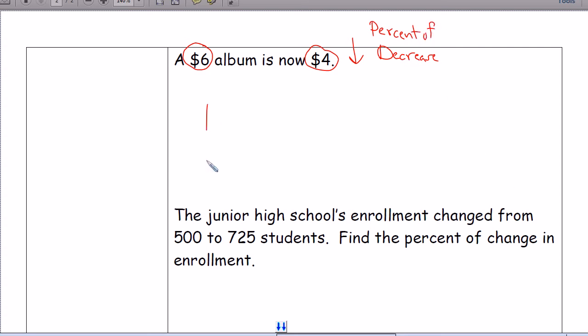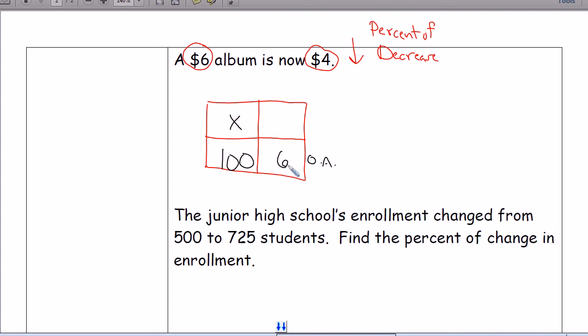Now that I know what it is, now I can go ahead and fill in my proportion box. And we all know that in the bottom left is going to be a 100. We don't know what my percent is. That's what I'm looking for. So that's where my x goes. I do know here is going to be my OA. That stands for original amount. The original amount was $6. So I'm going to put my 6 here. And remember what goes up here. It's not the 4. That 4 does not go there. You need to know that this is the amount of change. And the amount of change, remember, we get it by subtracting the two amounts, the original and the new.